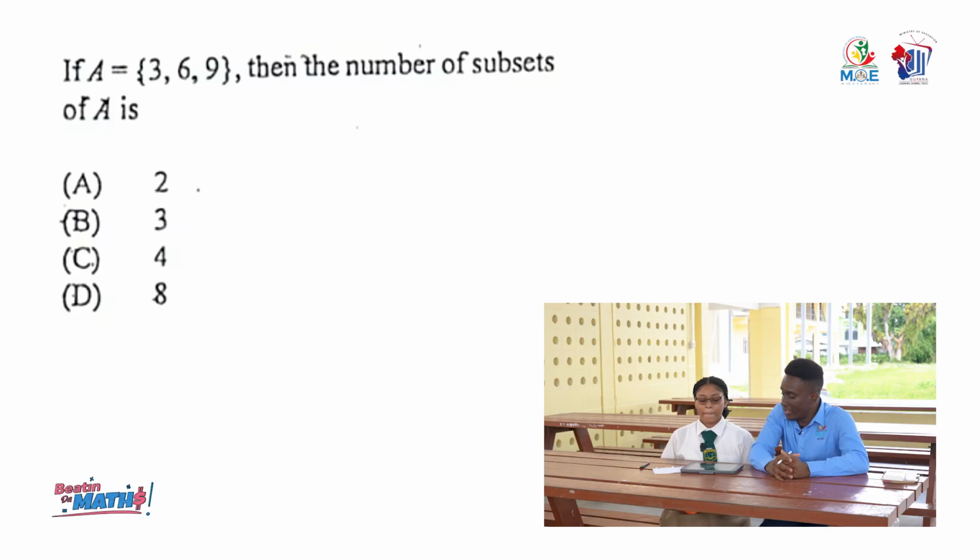Yeah. Okay, very good. So your question says, if A is equal to {3, 6, 9}, then the number of subsets of A is, and you have 3 options there, the floor is yours.